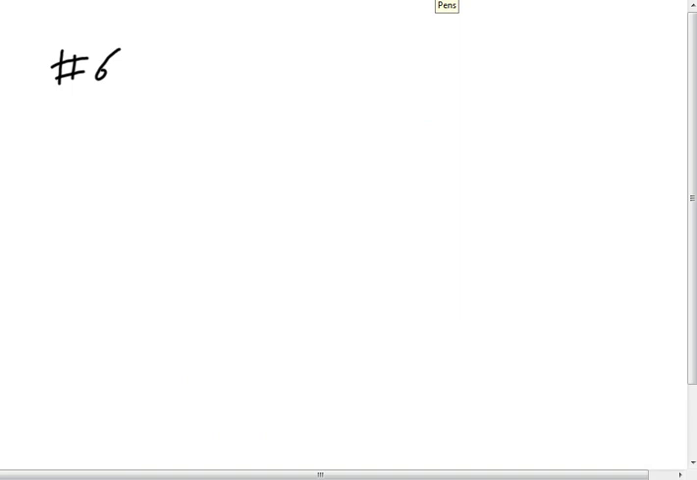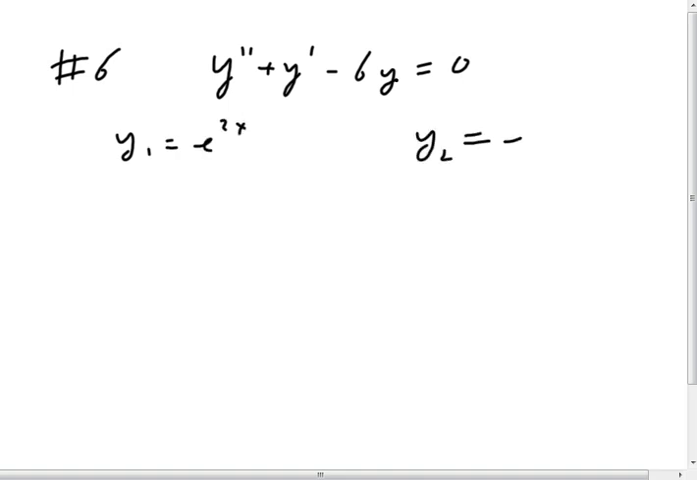So we're going to do the same thing over again. y double prime plus y prime minus 6y is 0. y1 is e to the 2x, y2 is e to the minus 3x. Give me y at 0 is 7, y prime at 0 is something. Negative 1, right? All right, we'll go with that one.